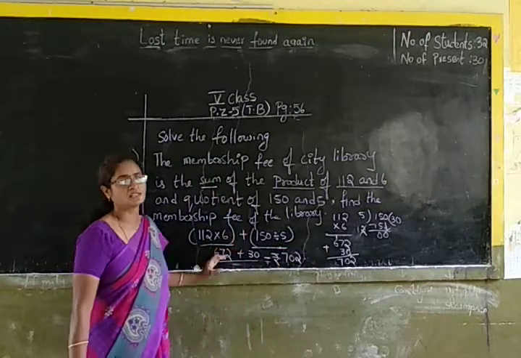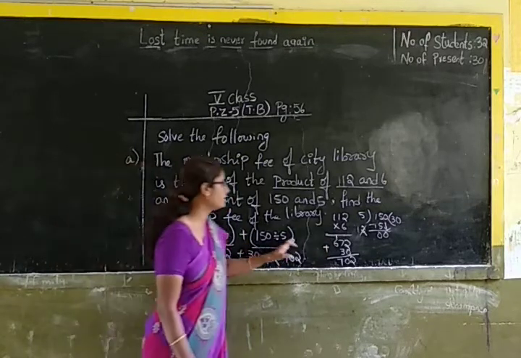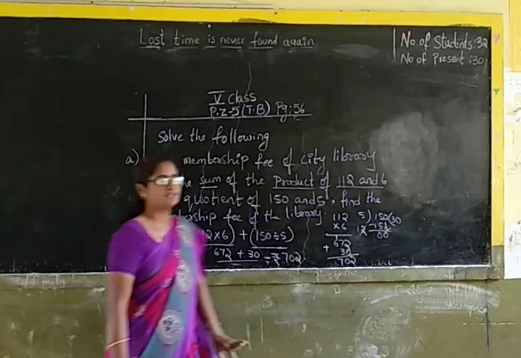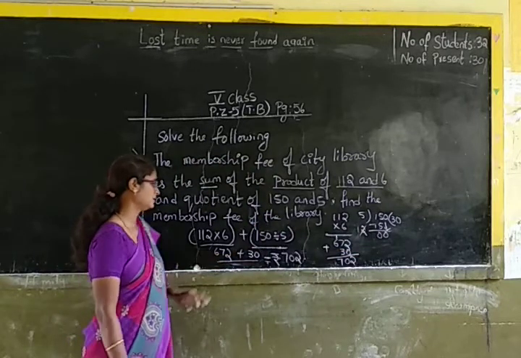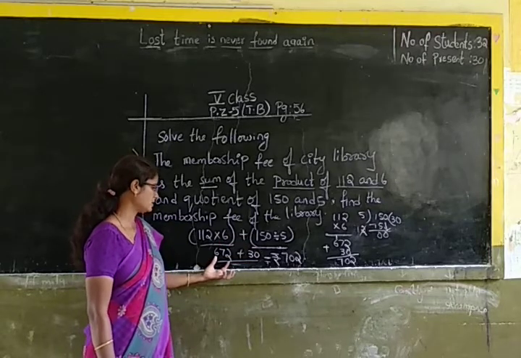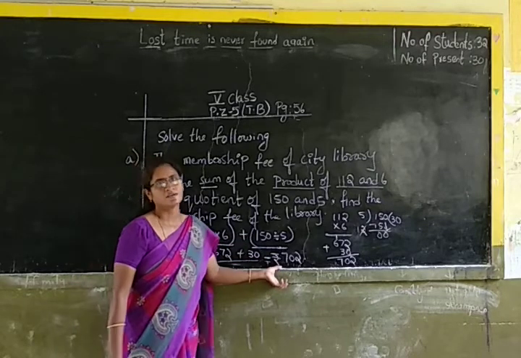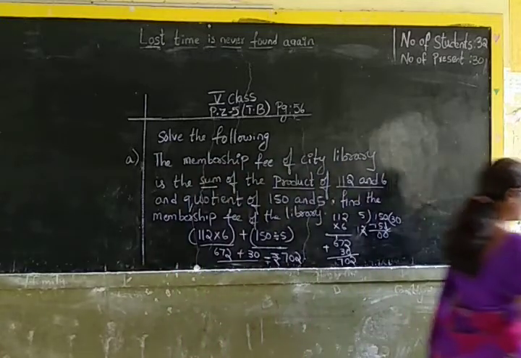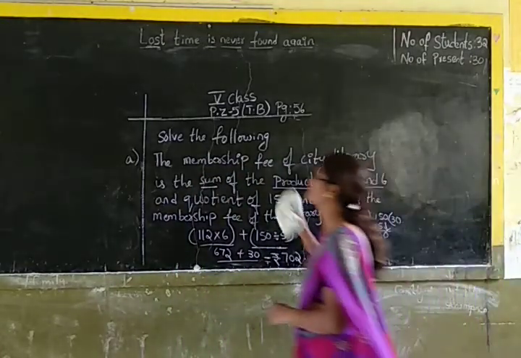First we have to solve the terms inside the bracket. So 150 divided by 5 is how much? 150 divided by 5 is 30. So then what we have to do? You have to add both these terms. So 672 plus 30 is 702 rupees. Okay children, now let us do the next sum.